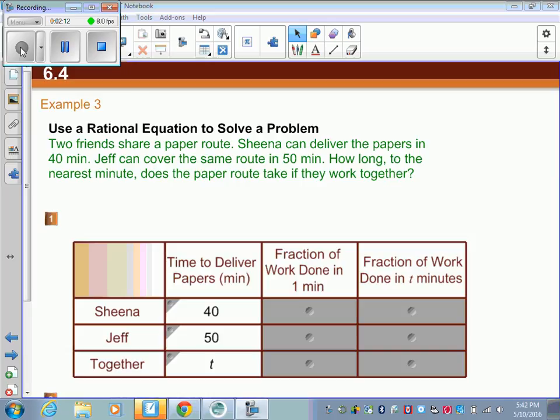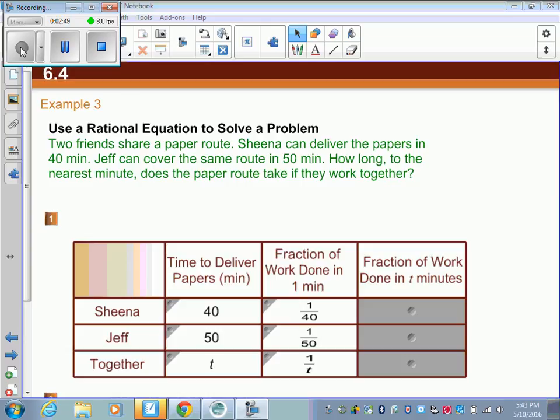So what we do then is put this into a fraction so that it basically makes one job 100% of the job. Sheena's rate, in other words, is how much work she's doing in 1 minute. She's doing 1/40th of the work in 1 minute, whereas Jeff only does 1/50th of the work each minute. If we follow that same pattern, working together is 1 over t, because we don't know the time together yet.